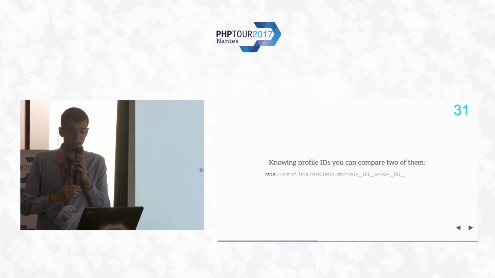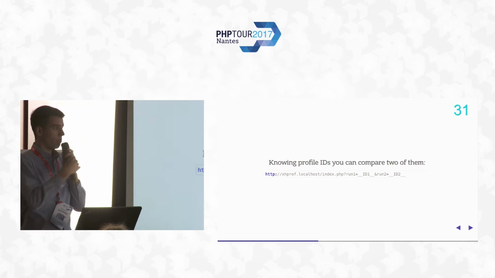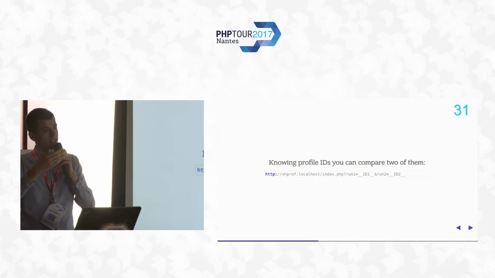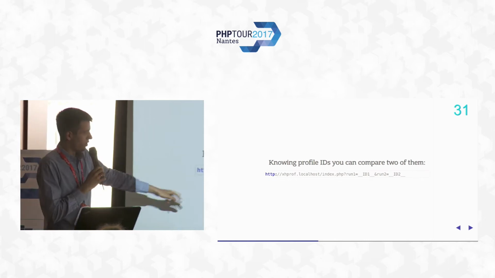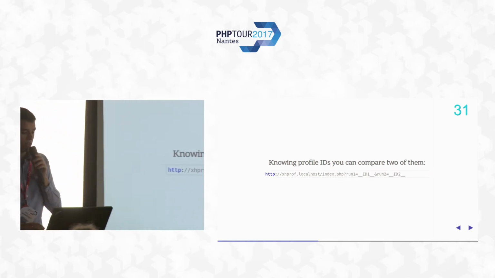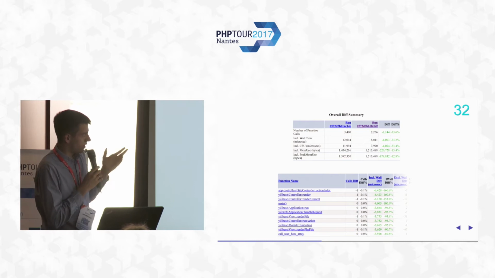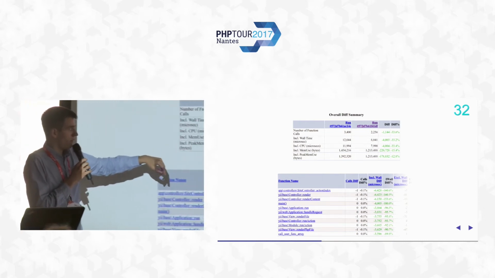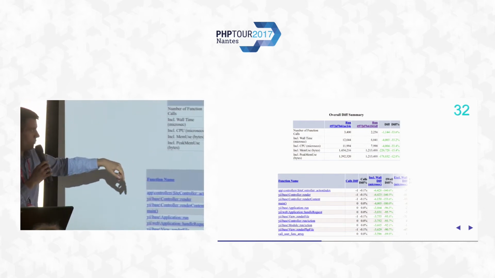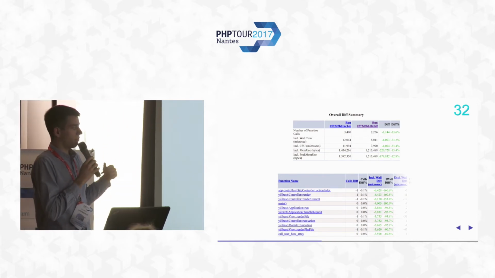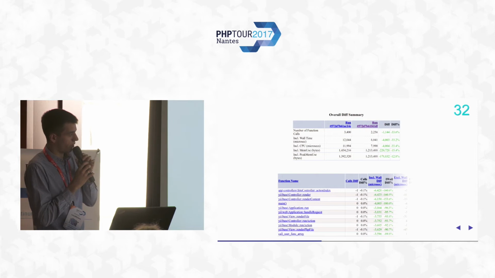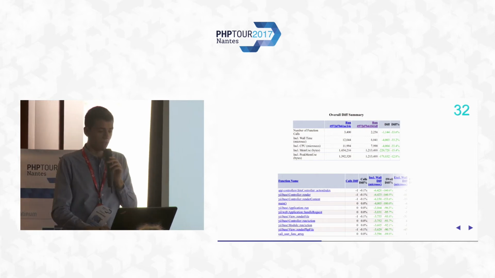Knowing the IDs of two profiles, you can compare them. So you open one profile, you see that something is slow, you optimize it, you make a profile again, and then you compare it just by substitution of two IDs. And it looks like this. So in case you have a gain in the application performance, you will have a negative difference. In case it gets slower, you will have a positive difference.